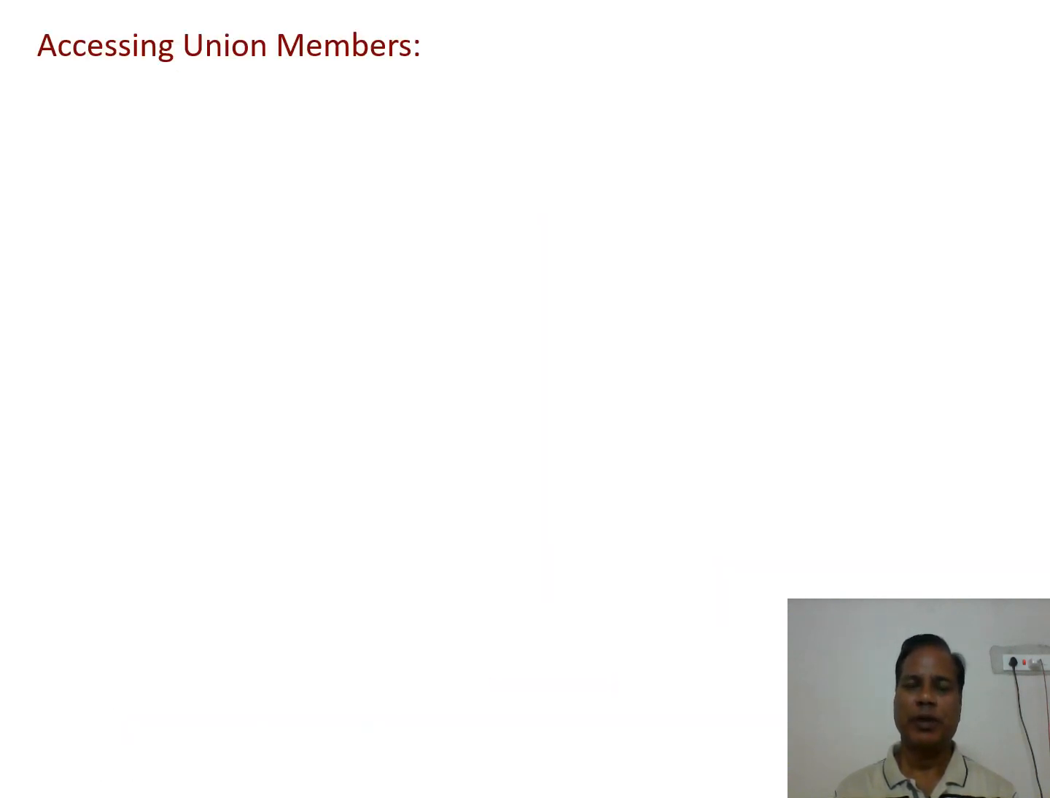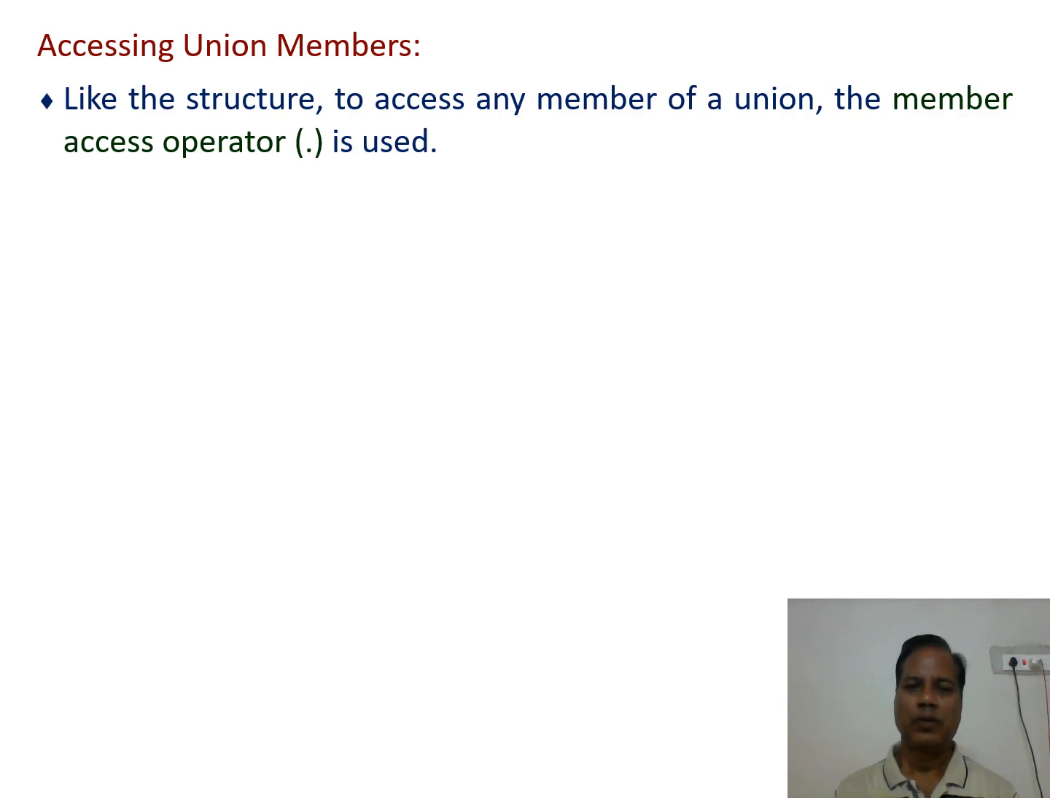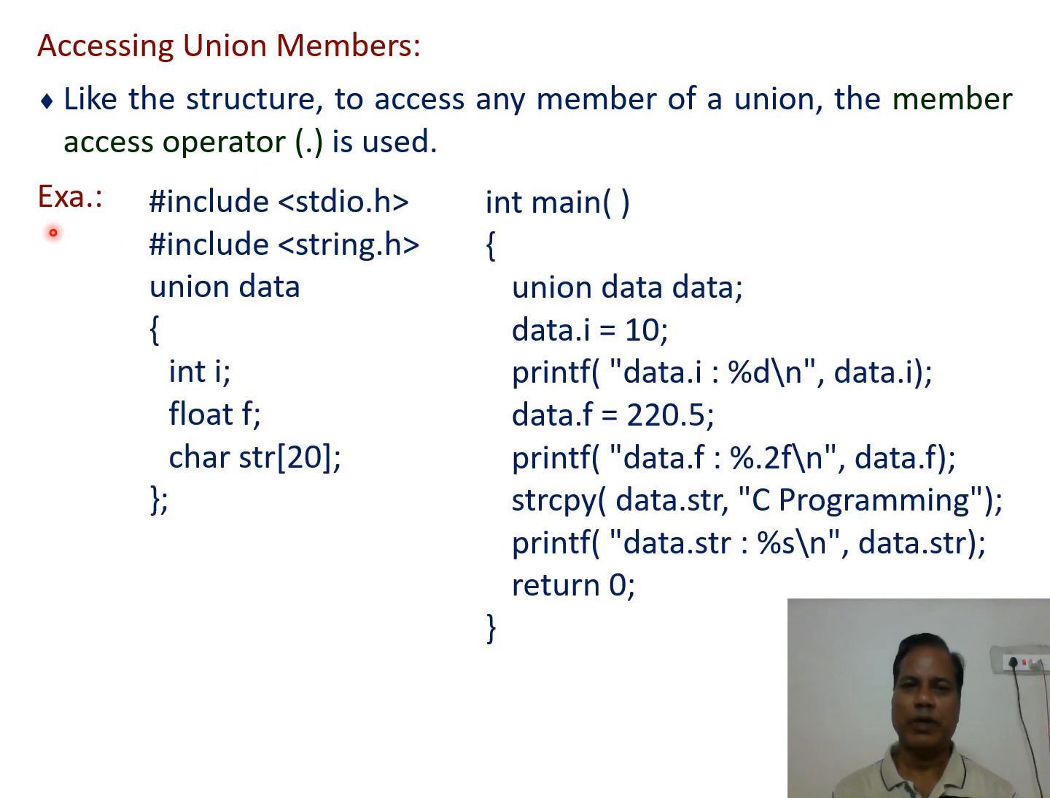Accessing union members. Like the structure, to access any member of a union, the member access operator dot is used. We will see this in an example program. In this example program, the first two statements include the standard input output .h and string.h header files in our program.